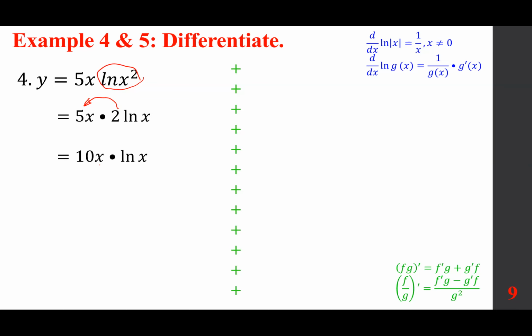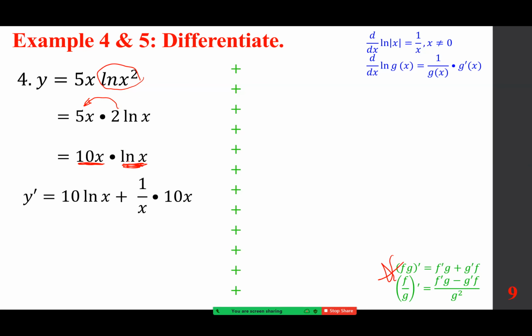Because 10 is just a basic number, it's not really too bad. This is your function, 10x. Its derivative is 10 times ln x. We are using the product rule. So 10 times ln x, and now here's your g. Ln x is 1 over x times 10x. Needless to say, this is just 10. And if you factor out the 10, that's your final answer.